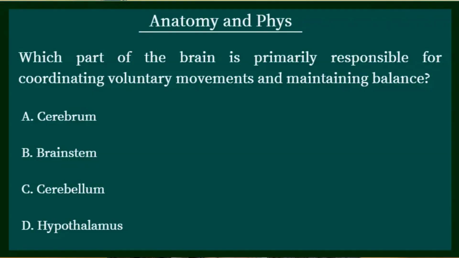Which part of the brain is primarily responsible for coordinating voluntary movements and maintaining balance? Now, balance and coordinating voluntary movements might be something that other parts of the brain would be responsible for, but the primary responsibility of this part of the brain is voluntary movements and maintaining balance. So we've got A, cerebrum, B, brainstem, C, cerebellum, and D, hypothalamus.